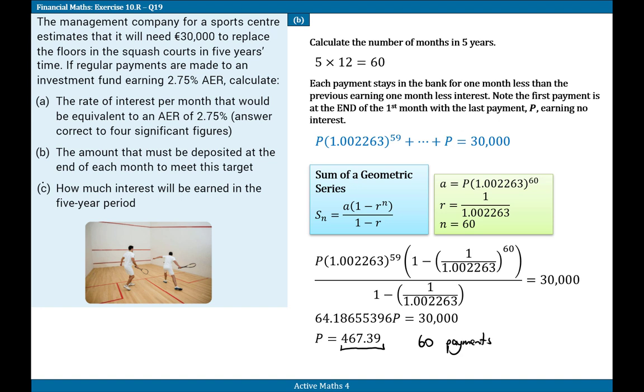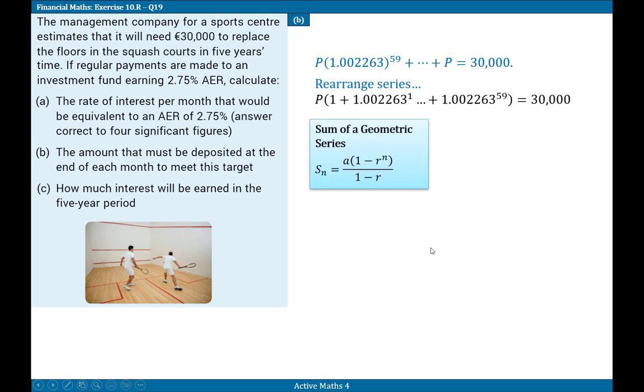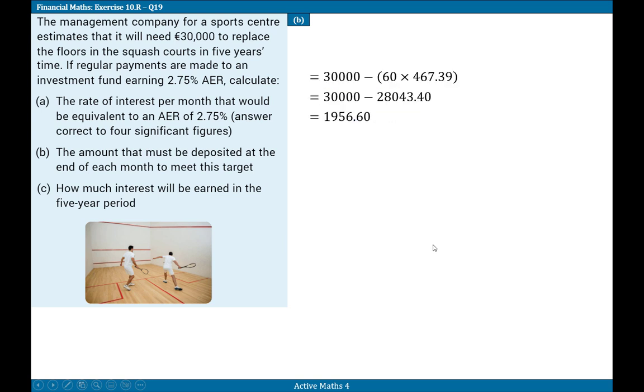Now the last question is, how much interest will have been earned? Well, if we multiply 467.39 by 60, we get €28,043.40. So we only deposited that amount of money, and yet by the end of it we had 30,000. So we must have earned €1,956.60 interest.